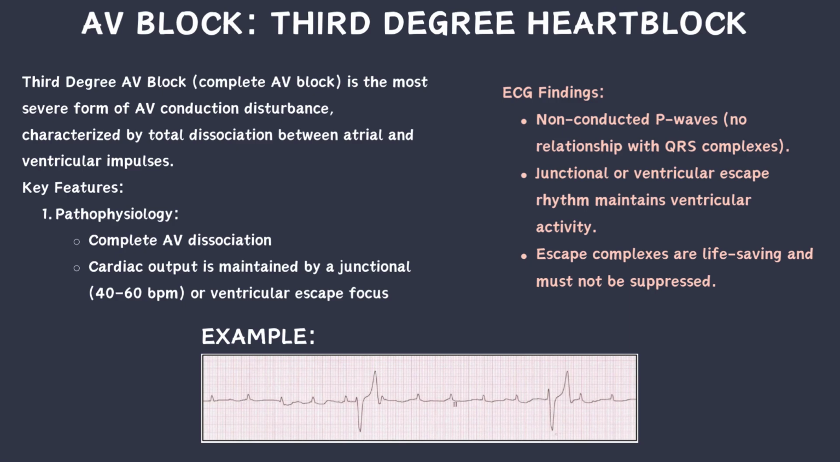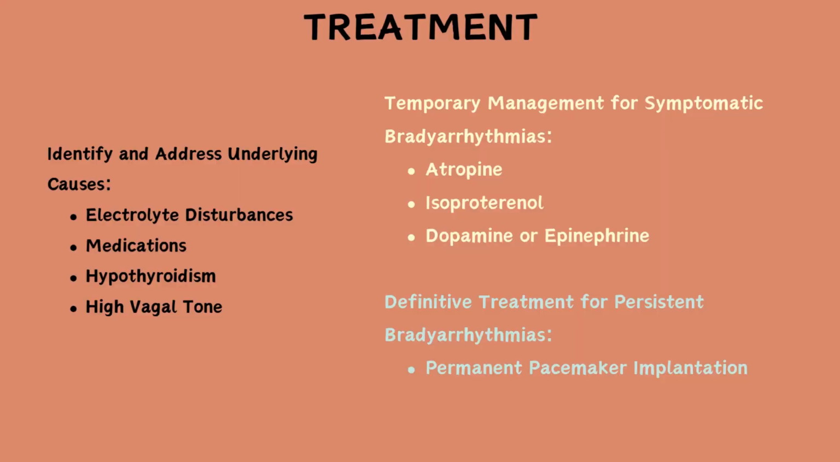In the ECG findings, it is found that there would be non-conducted P waves, meaning that there is no relationship with the QRS complexes. Junctional or ventricular escape rhythm maintains ventricular activity, and escape complexes are life-saving and must not be suppressed. Now, let's talk about the treatment.